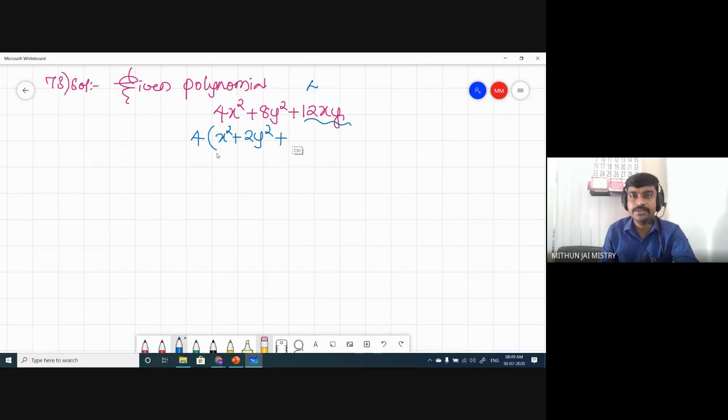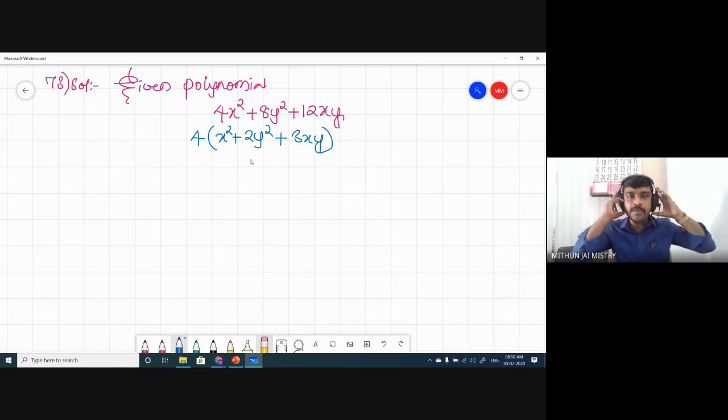I think you understood. So by doing this, I did not do any illegal thing. You can observe that again, 4 into x square, 4x square, 4 into 2y square, 8y square, 4 into 3xy, 4 3s are 12, 12xy. It means again the value is same. Only its appearance has changed. I have taken 4 as common outside. I think you understood, right?